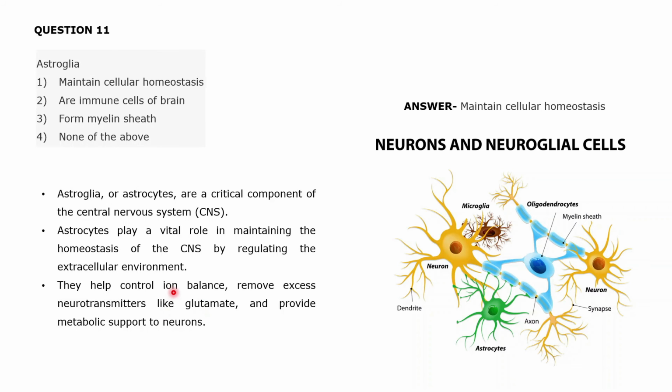So I think the answer is clear. Does anyone have any doubt regarding this? So I think this is clear. It is one example of glial cells that are present within the central nervous system. Okay, so I think it's quite clear. So I will just move on to the next question. In this case, astroglia maintains cellular homeostasis.